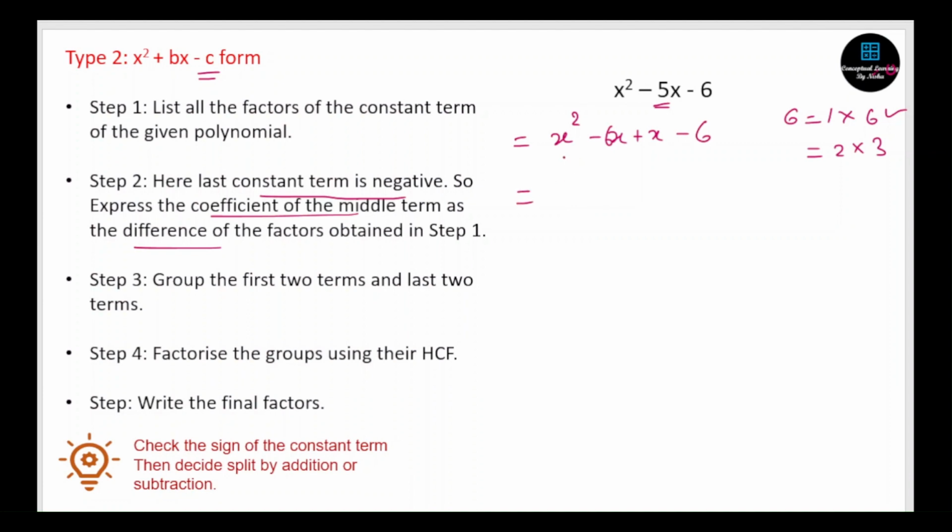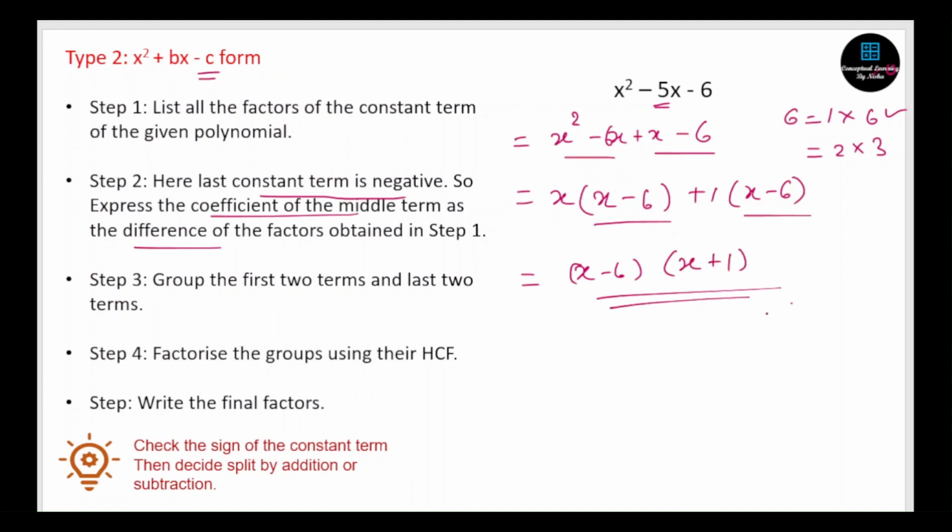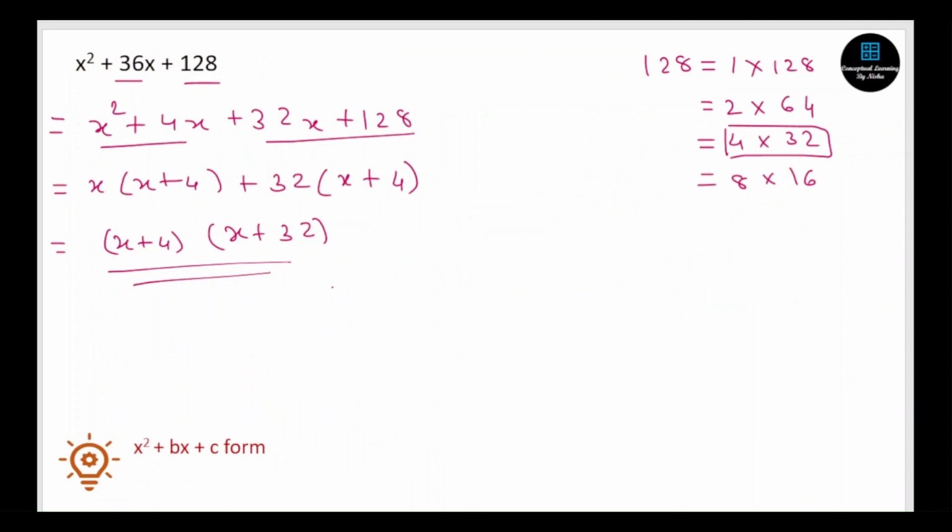Now group them. All the steps remain the same. The common factor is x, so x into x minus 6. Here the common factor is 1, so x minus 6. Do you remember I told you these two should always be the same? So here we'll get x minus 6 into x plus 1. These are the answers. So what have you observed? When the constant term is negative, one factor is positive and one is negative. It is different from the previous one, right? In the previous one, both were positive.